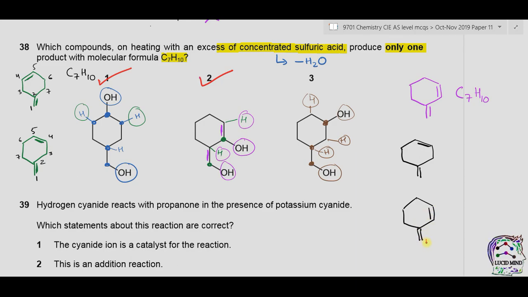Now we can find the position of double bond in this structure. The double bond is between first and second and third and fourth carbon, while in this structure the double bond is between first and second carbon and fourth and fifth carbon. So both products are different. The molecular formula of both products is C7H10. Due to different structures formed, option 3 is incorrect. The answer is therefore B.